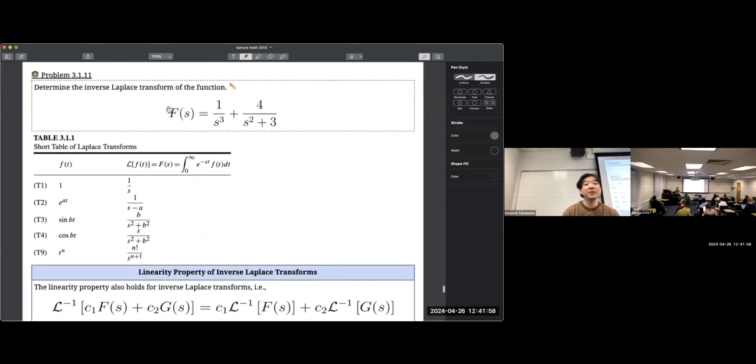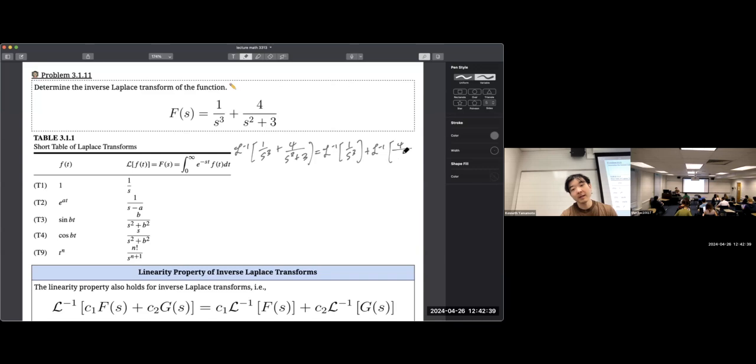So if I give you the Laplace transform F of s equal to this, tell me the f of t that would have given me this if you took the Laplace transform. Let's invert this Laplace transform. It turns out that you can invert them term by term. So you could say, I want to compute the inverse Laplace transform of 1 over s cubed plus 4 over s squared plus 3. You are allowed to take the inverse Laplace transform of the first thing, and then add it with the inverse Laplace transform of the second one.